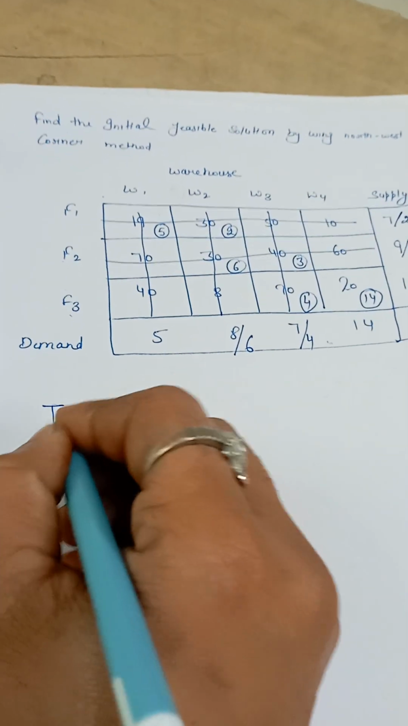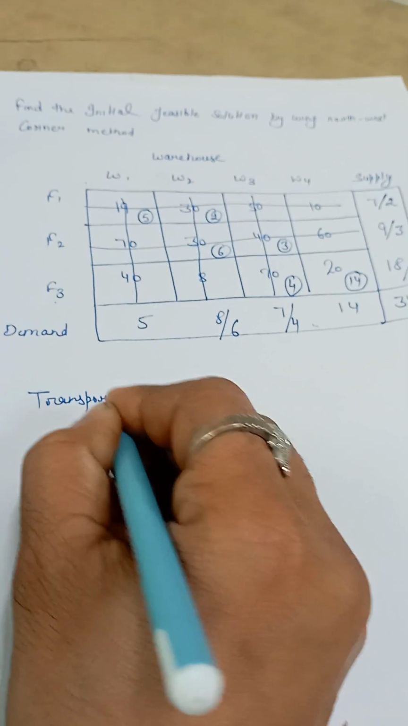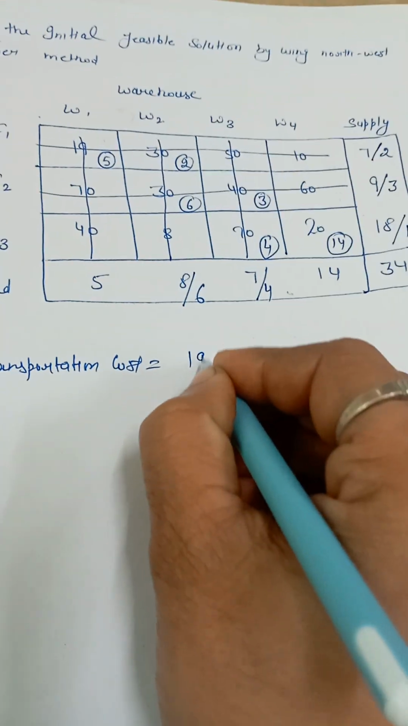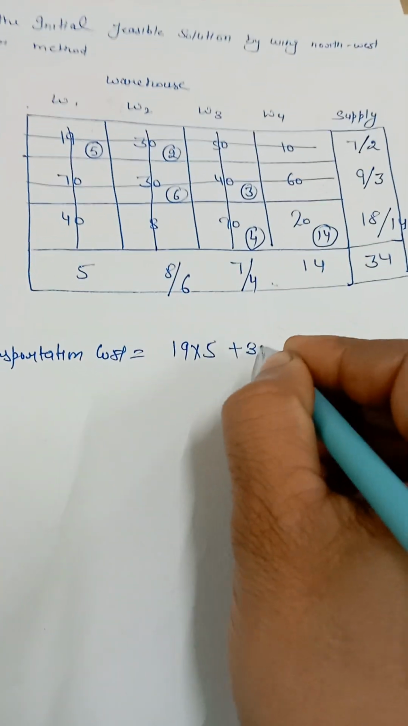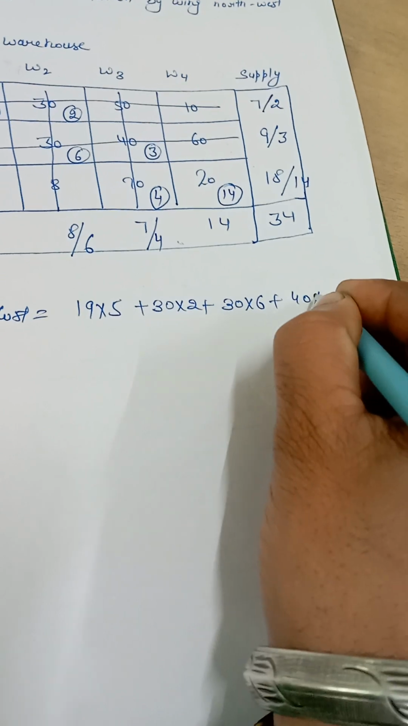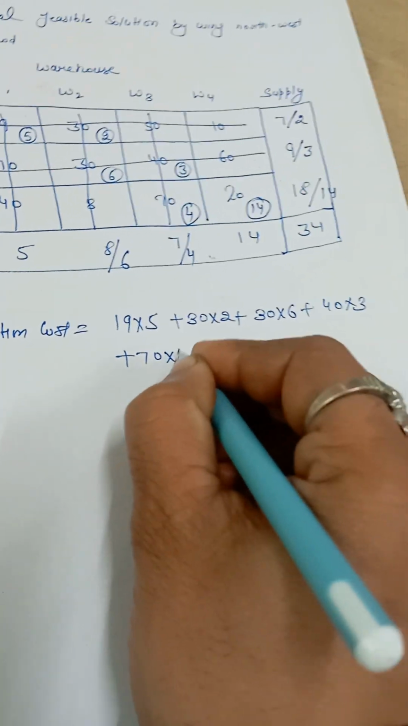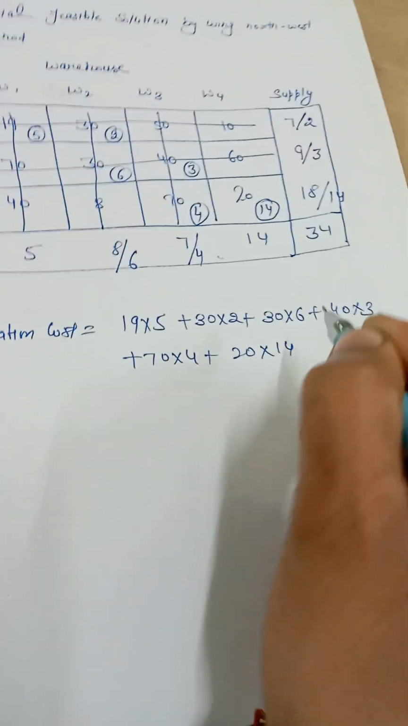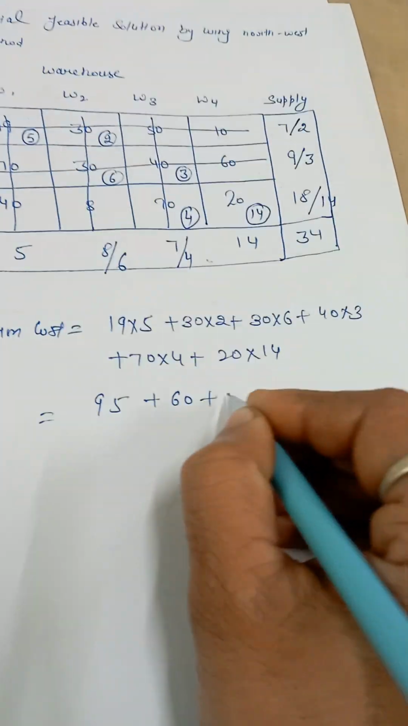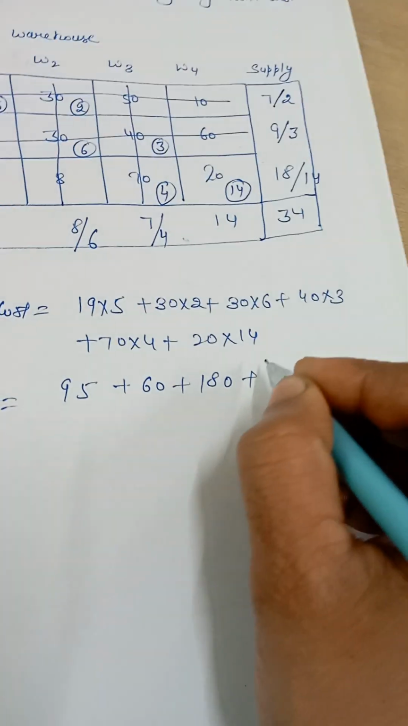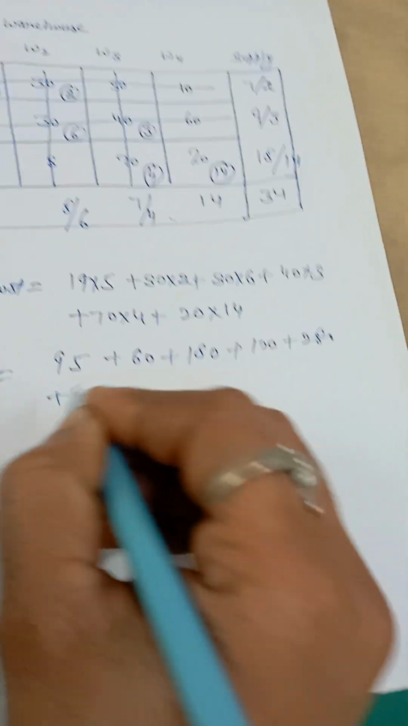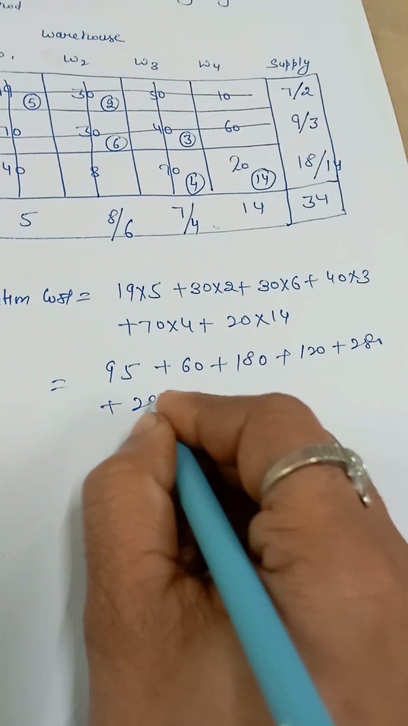Now we calculate the transportation cost, which is equal to 19 into 5 plus 30 into 2 plus 30 into 6 plus 40 into 3 plus 70 into 4 plus 20 into 14. 19 into 5 is 95, 30 into 2 is 60, 30 into 6 is 180, 40 into 3 is 120, 70 into 4 is 280, plus 20 into 14, that is 280.